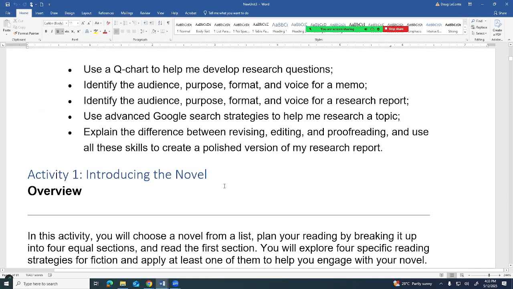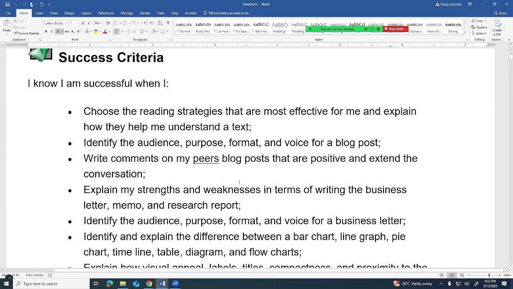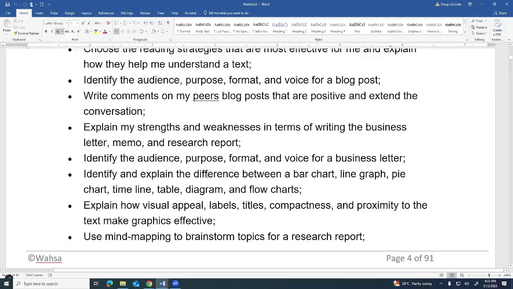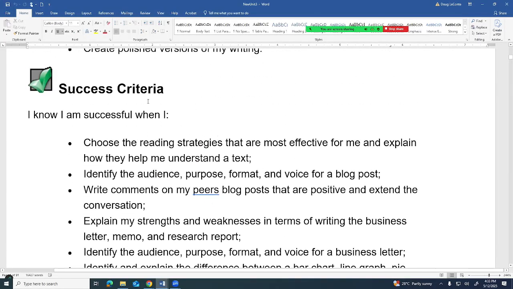All right, so let's go through the success criteria. I think I was going to skip over that, but I've been trying to focus on that for all of the activities in this course so far. So this is a critical unit in the course. You will be successful when you can choose reading strategies that are most effective for you and explain how they help you understand the text.